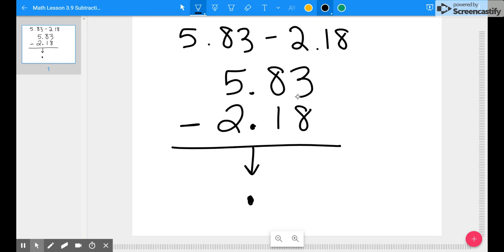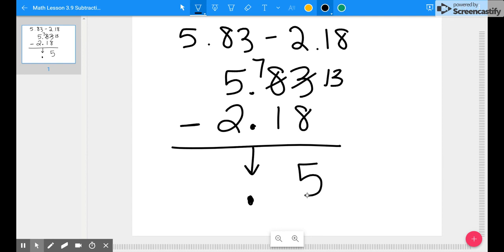I go 3 minus 8. Ooh, can't do that, so I need to borrow and regroup. I need to say that's going to turn to 7, and this will turn into a 13. So then I do 13 minus 8, which I know is 5. And I'm going to keep that answer right in line with where I did the math on. So I did 13 minus 8. That was in the hundredths place value. So my 5 needs to stay in the hundredths place value.